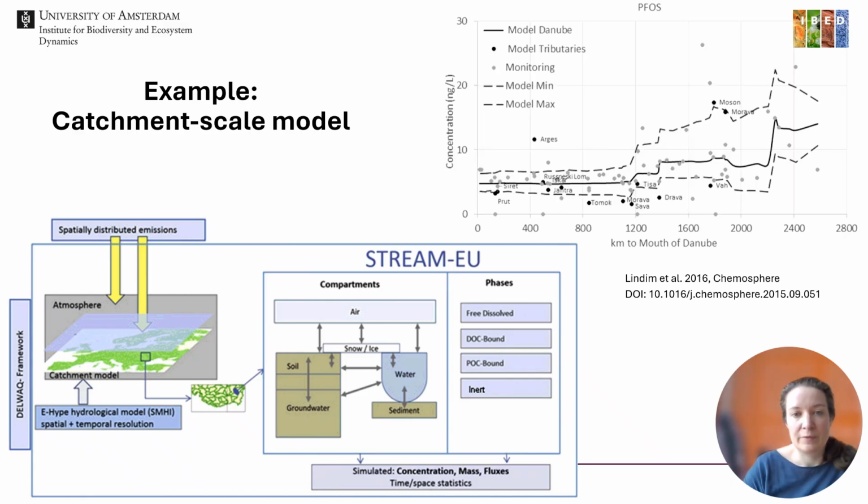And you can see here in this graph how the model results for different scenarios based on different assumptions agree overall quite well with monitoring data, here on the example of PFOS in the Danube River.